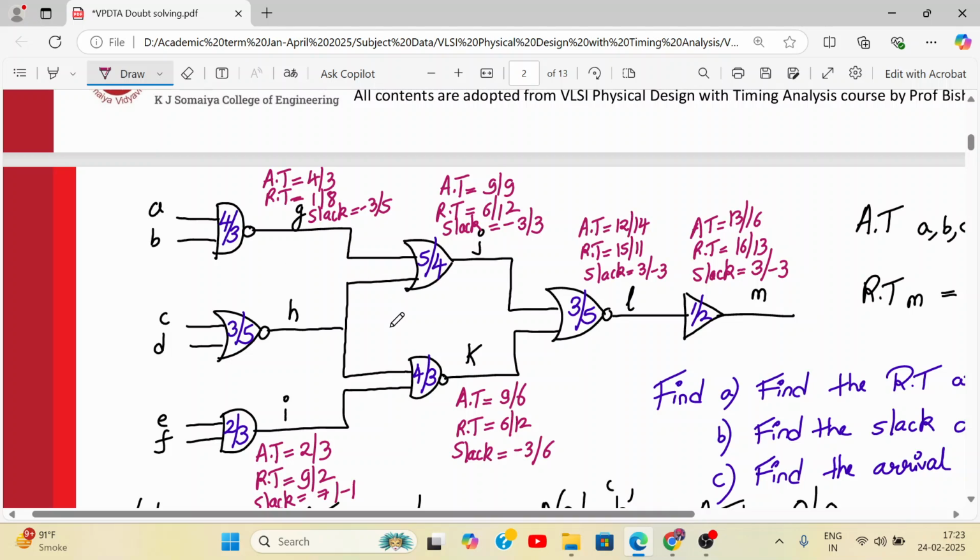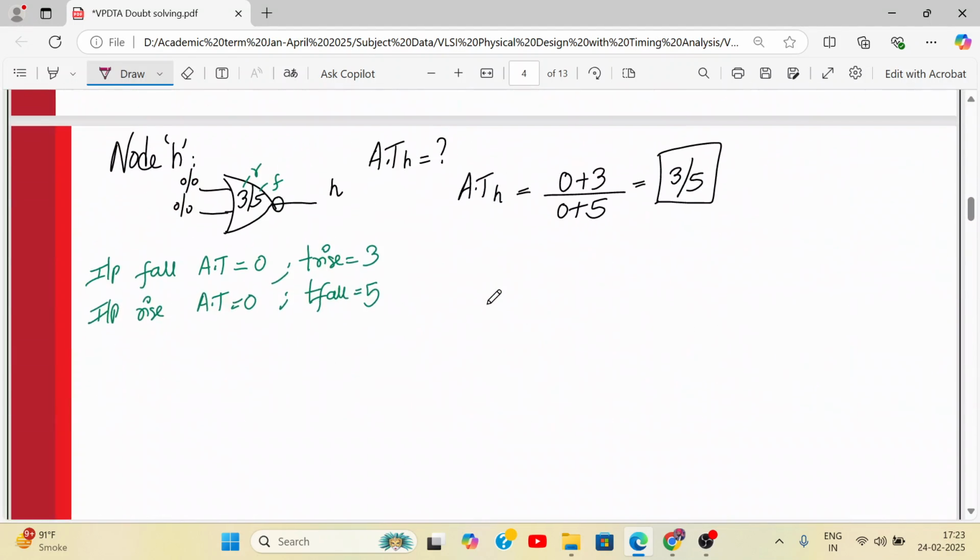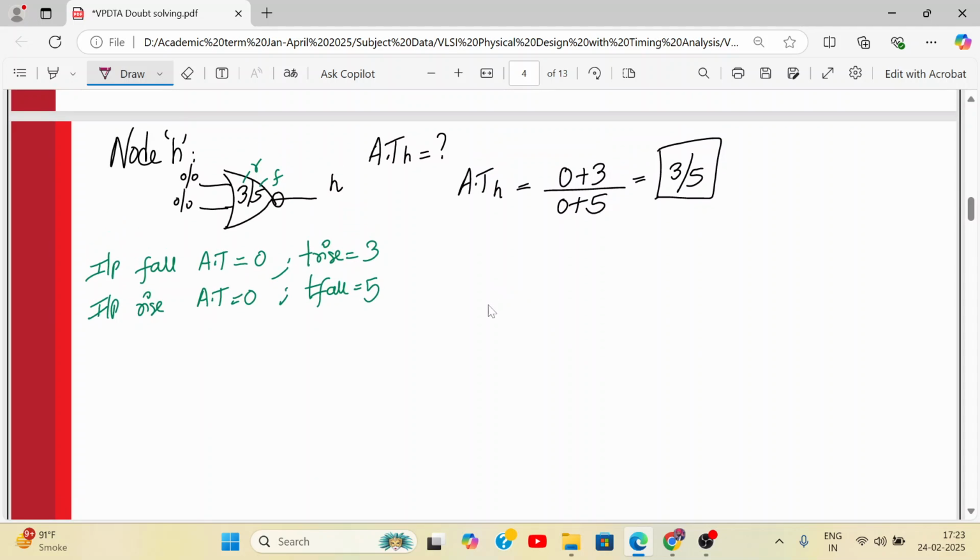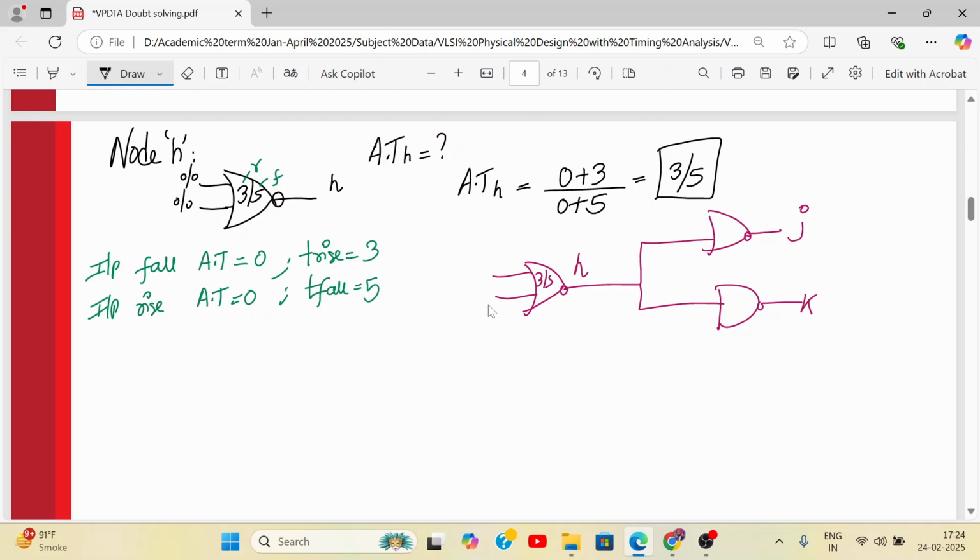Okay, now at node H. Node H is going as two inputs over here and here. So let us calculate it. At node H, actually node H is a special condition. Let us see how. So here it is 3 by 5. It is basically going as inputs to two places. One over here and one over here. This is K, this is J, this is H. So here actually this is 5 cross 4. This will be 4 cross 3.